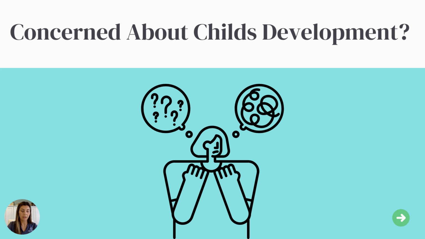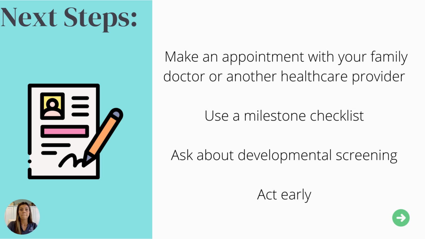So what do we do when we have those concerns? We want to make an appointment with your family doctor or another healthcare provider. We could be using the milestone checklist. There's one available on pathways.org, there's one available through the CDC, and we have different versions here in the clinic. So we want to be using that checklist or reaching out to have somebody else review those concerns through a checklist for you. Ask about developmental screening, so looking at assessments and acting early.